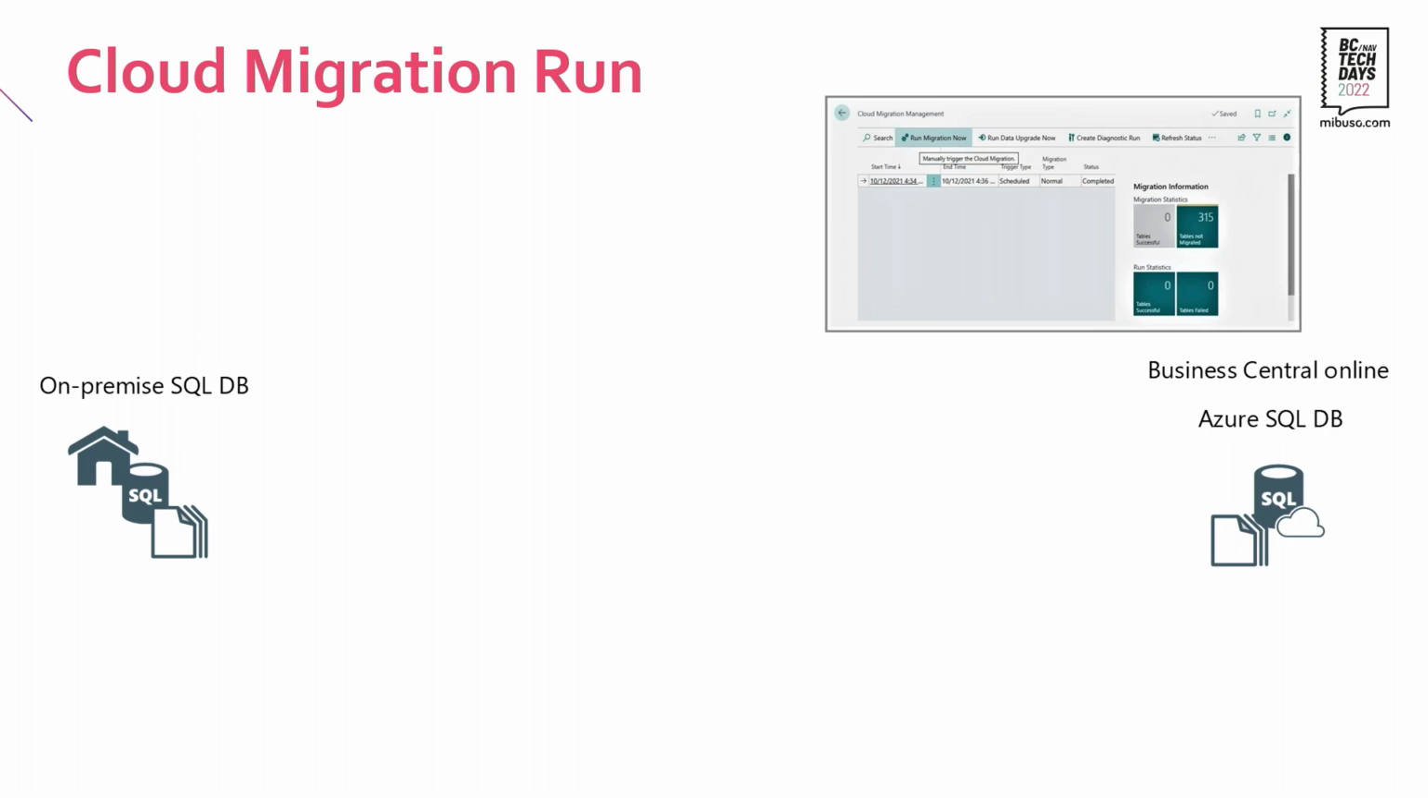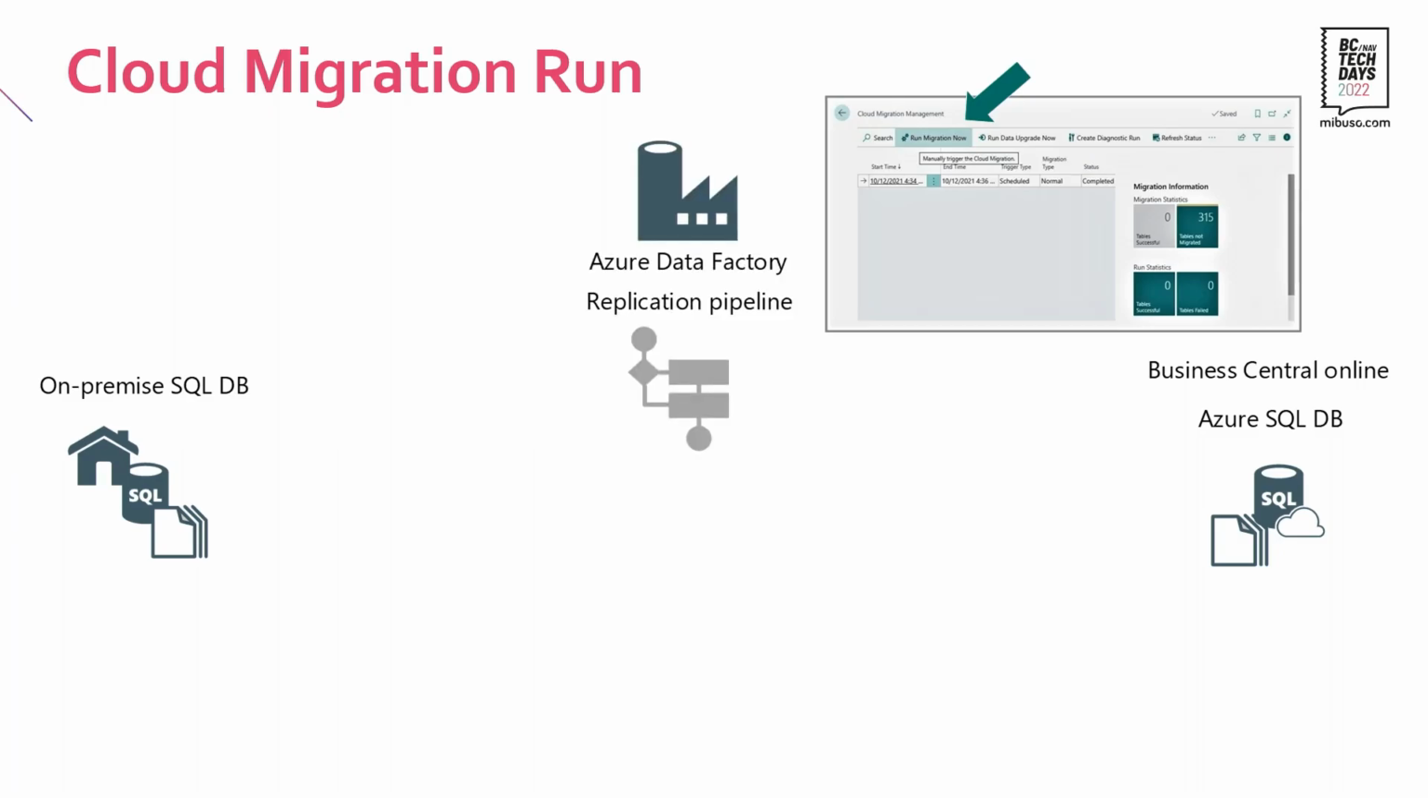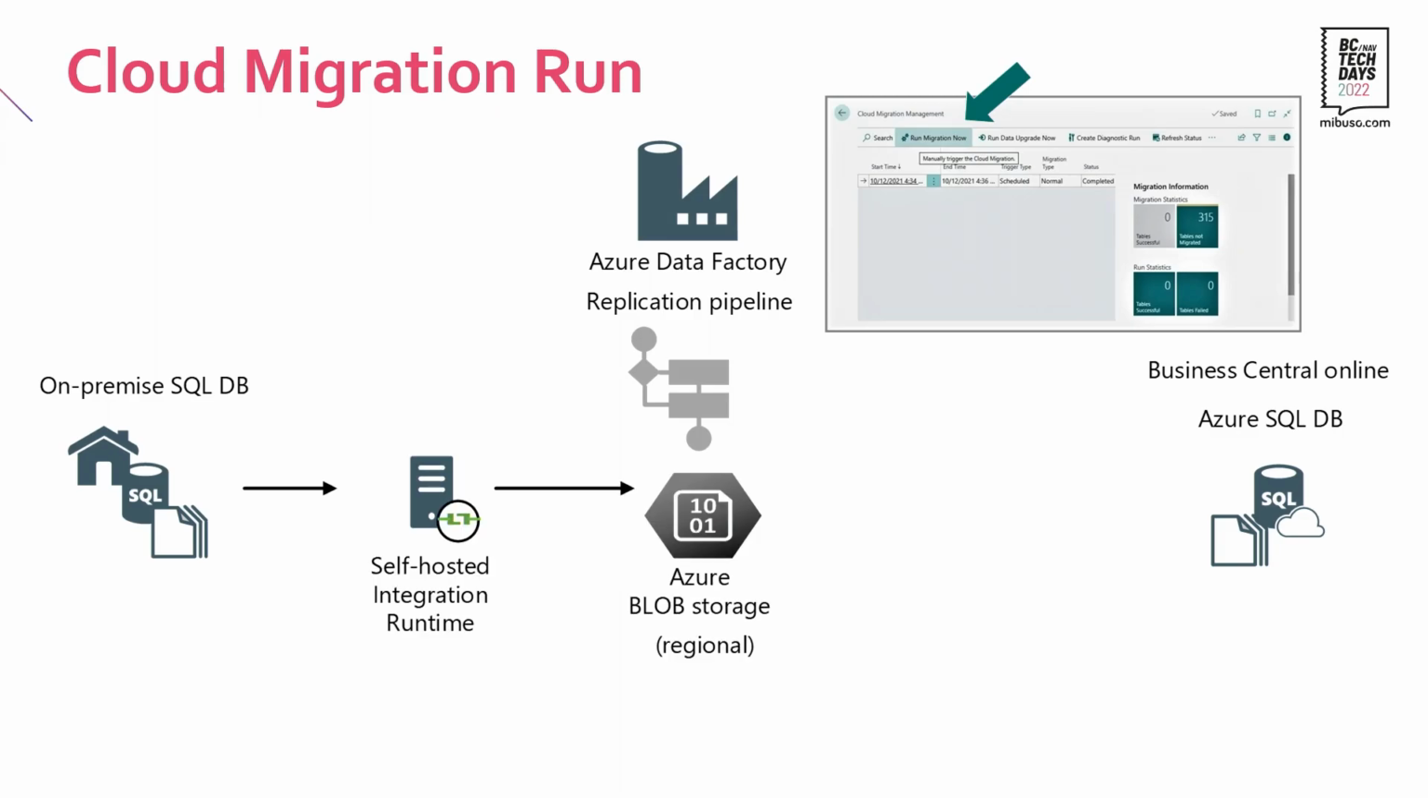To start the replication run, you go to the Cloud Migration Management page, and there is an action there, Run migration now, and that would start a new migration run. So what does it do? It makes a call to the Azure Data Factory, to your replication pipeline that was stored during the setup. This replication pipeline starts executing, and it instructs the self-hosted integration runtime to pick the data from the on-premise database and copy it into an Azure blob storage.